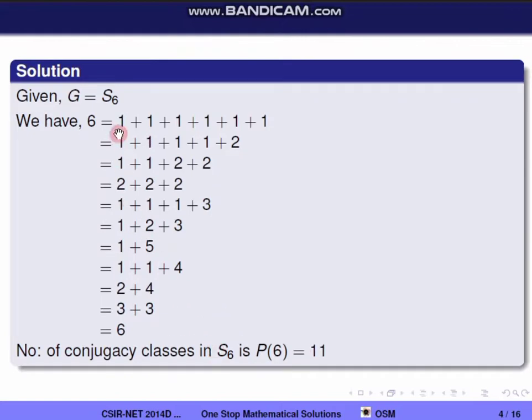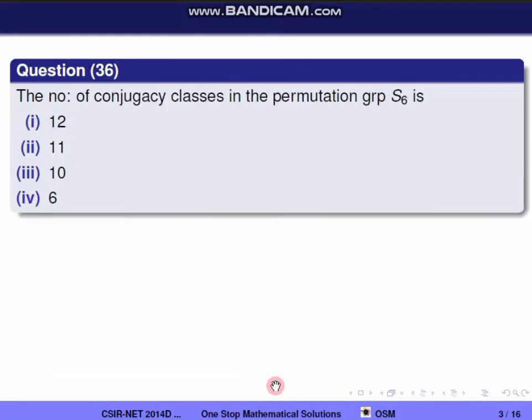They have given the group as S6, so we have to find the number of conjugacy classes of S6. That is equal to the number of partitions of 6. In how many ways can 6 be partitioned? I have written the partitions here. We can find that 6 can be partitioned in 11 ways. So the number of conjugacy classes in S6 is equal to P(6), that is 11. So we'll check the correct option. The correct option is the second one.